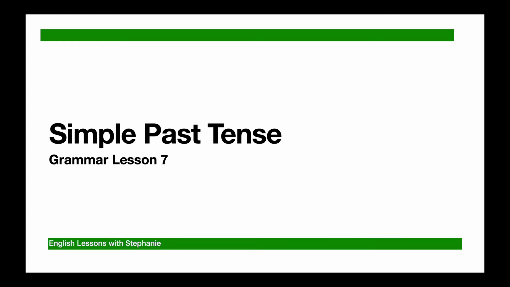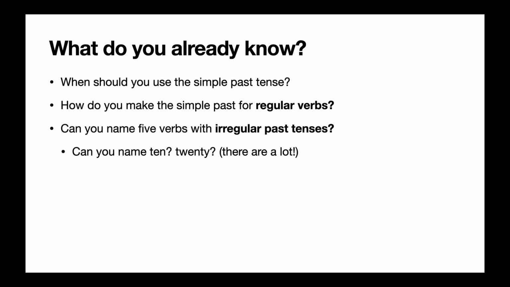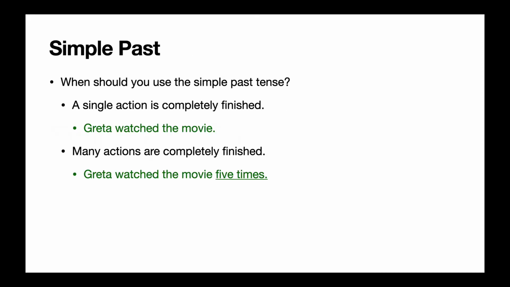This is Grammar Lesson 7 on the simple past tense. So, what do you already know? Try to answer these questions. When should you use the simple past tense? How do you make the simple past tense for regular verbs? And can you name 5 verbs with irregular past tenses? Or can you name 10 or 20? There are a lot. So first, when should you use the simple past tense?